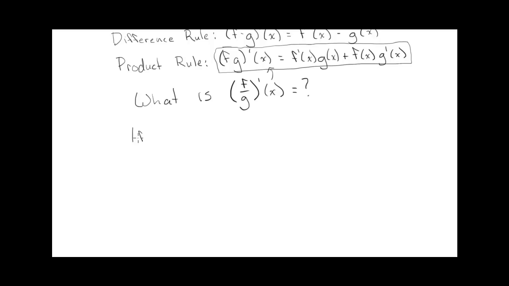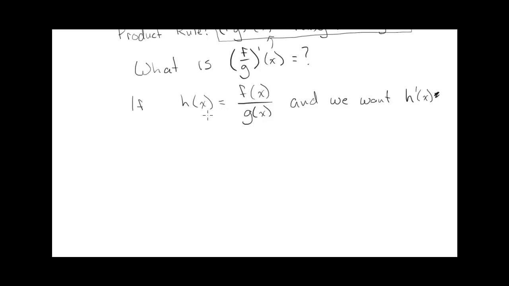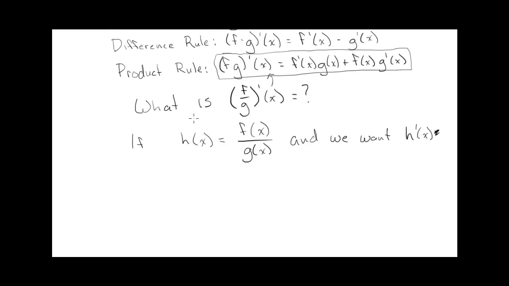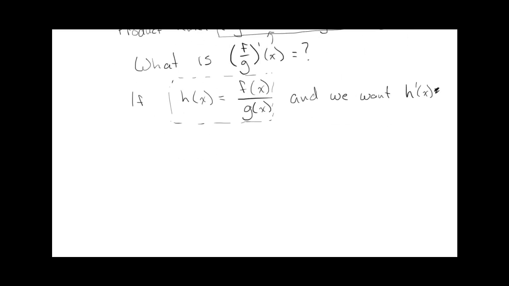Well, let's say h at x is the quotient, f at x over g at x. And we want to know what's the derivative of this. We want h prime at x, right? We want the derivative. That's not a question. That's what we want. Well, we don't have a rule for quotient, but we do have a rule for product. So could I express this as a product? And the answer is yes. How could you express it as a product?